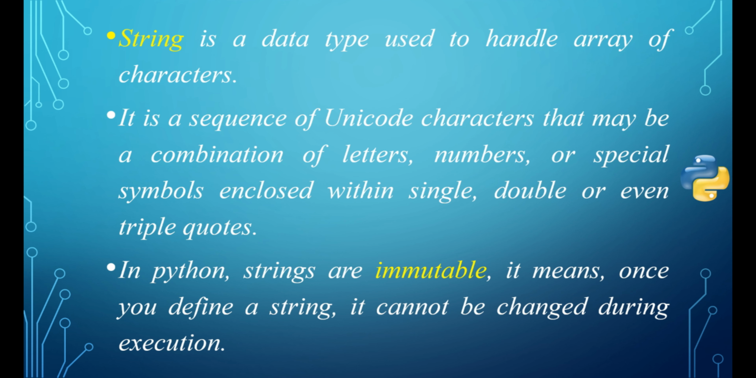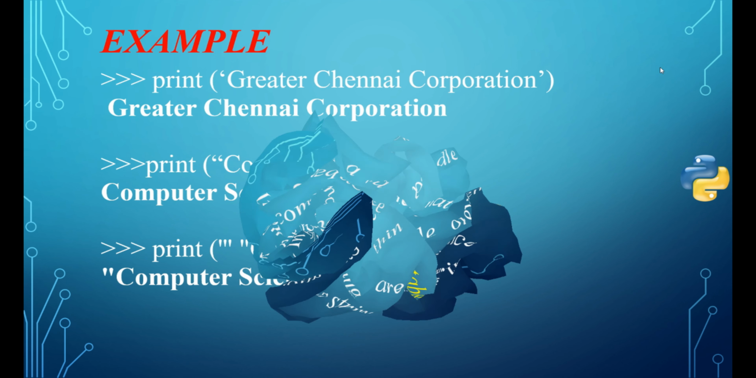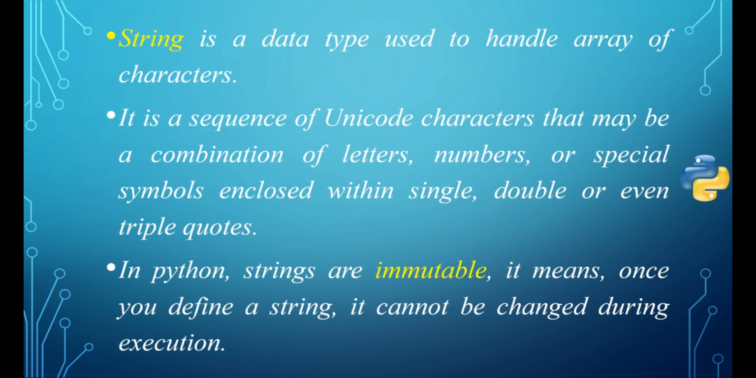It is a sequence of Unicode characters that may be a combination of letters, numbers or special symbols enclosed within single, double or even triple quotes. In Python, strings are immutable. It means once you define a string, it cannot be changed during execution.